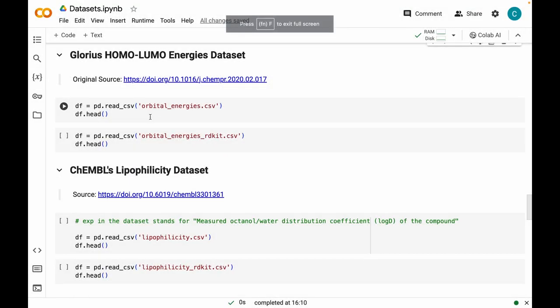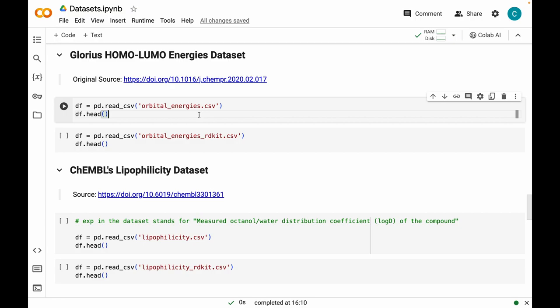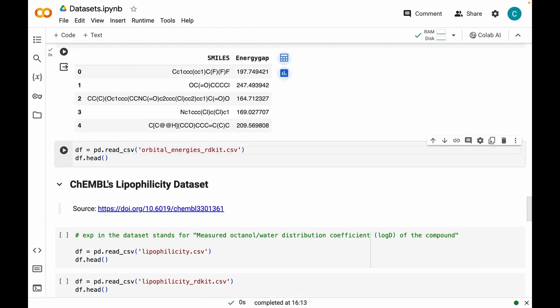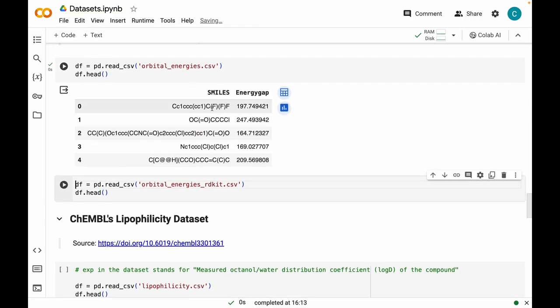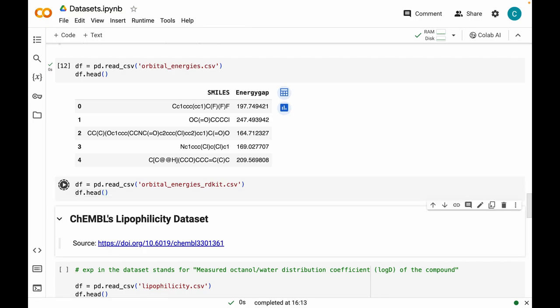So coming back to the dataset, these HOMO-LUMO gap energies have been stored in a dataset called orbital_energies CSV file. So let's load this and have a look at the first five data points. Now it just has the SMILES strings and energy gaps. So what I have done is I have calculated the descriptors for you using RDKit, and that data has been stored in orbital_energies_RDKit CSV file. So let's run this.